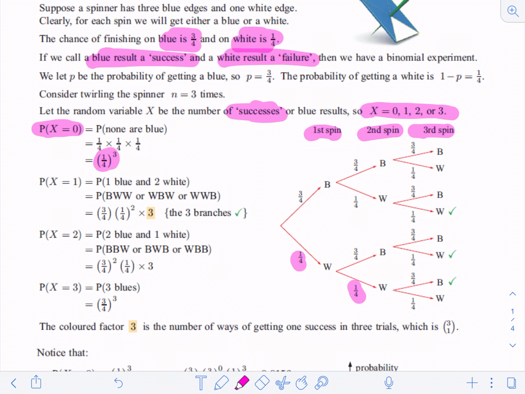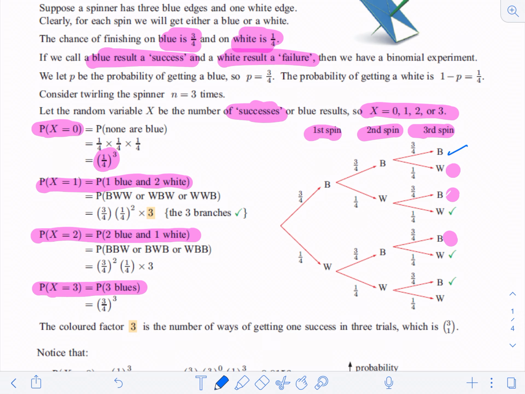The other probability would be x equals 1, meaning 1 blue and 2 white. That's what's marked on their diagram with those 3 little green check marks. Those are my 3 outcomes: blue, white, white, or white, blue, white, or white, white, blue. Then there's a possibility of 2 blues and 1 white, which would be these here: blue, blue, white, or blue, white, blue, or white, blue, blue. Those are the 3 possibilities of that. And then, of course, there's only 1 way of getting 3 blues, at the top there, where I've got 3/4 times 3/4 times 3/4.